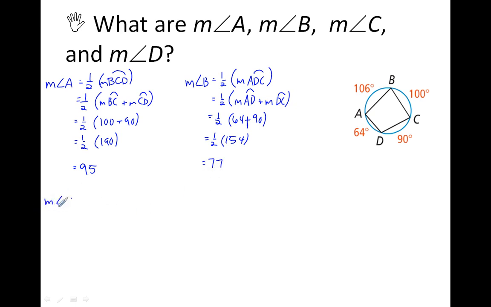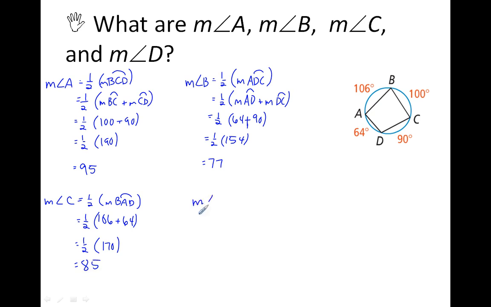Now let's go with the measure of angle C. It's going to be 1/2 of its intercepted arc. Here's angle C. Intercepted arc is arc BAD. That's made up of 2 arcs. I don't think I have to continue writing out the arcs, but it's these 2 arcs of 106 plus 64. So it's 1/2 of 170, which is 85.